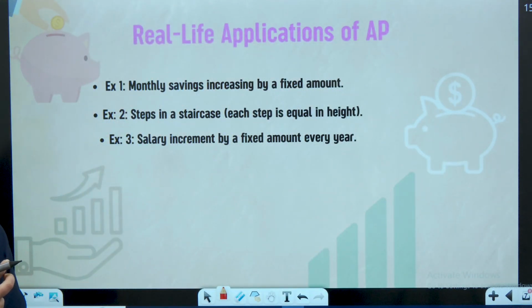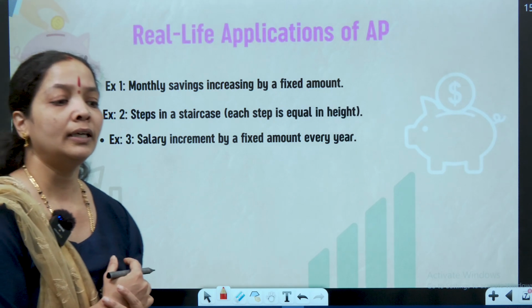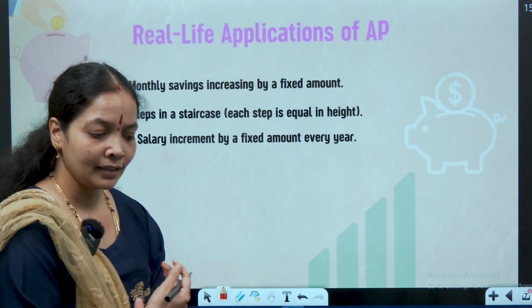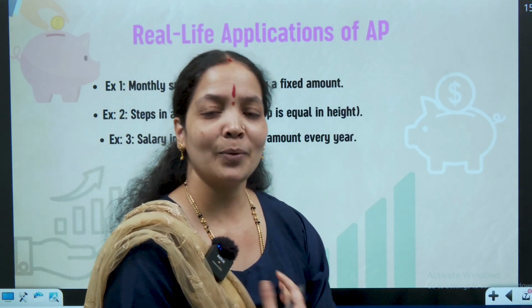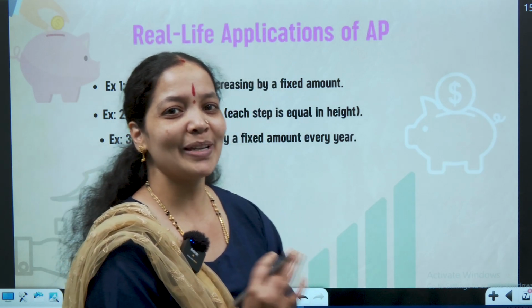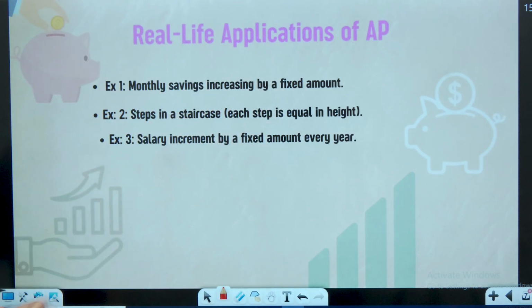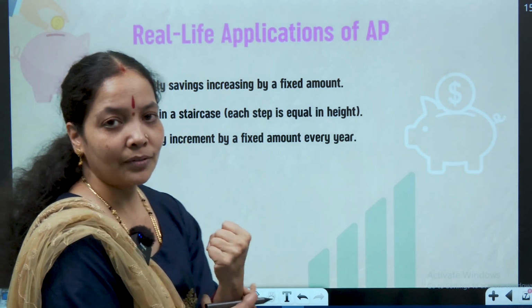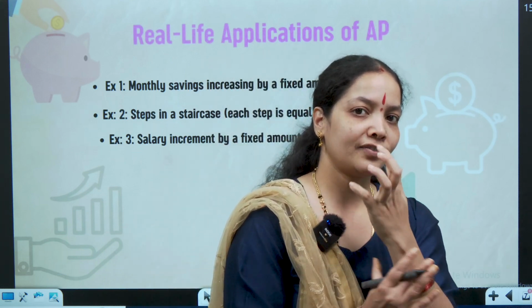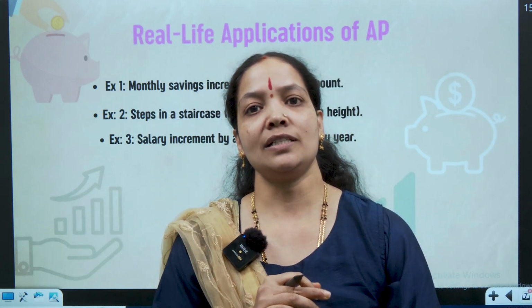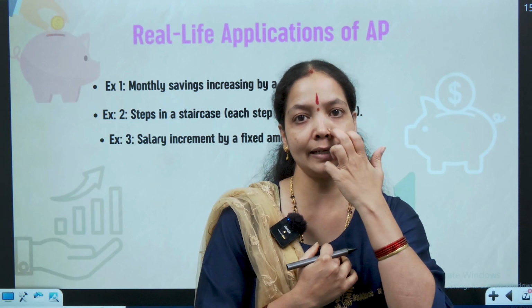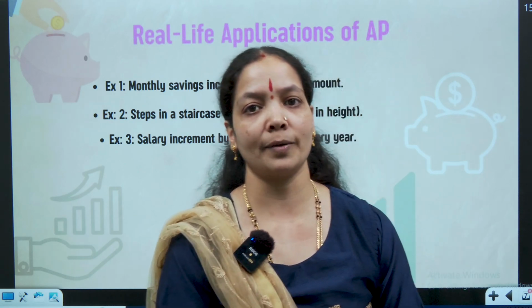Real-time application of AP, where and all we are going to utilize this chapter. Most of the children are asking, triangles if I will be teaching, where we are applying this. That's a major question asked by kids. So just taken certain real-life examples here. First, monthly saving increased by a fixed amount, like a person having a salary of 10,000 was increased with 2,000 per month. What will be the increment in the salary after 6 months? That is one mode of application.